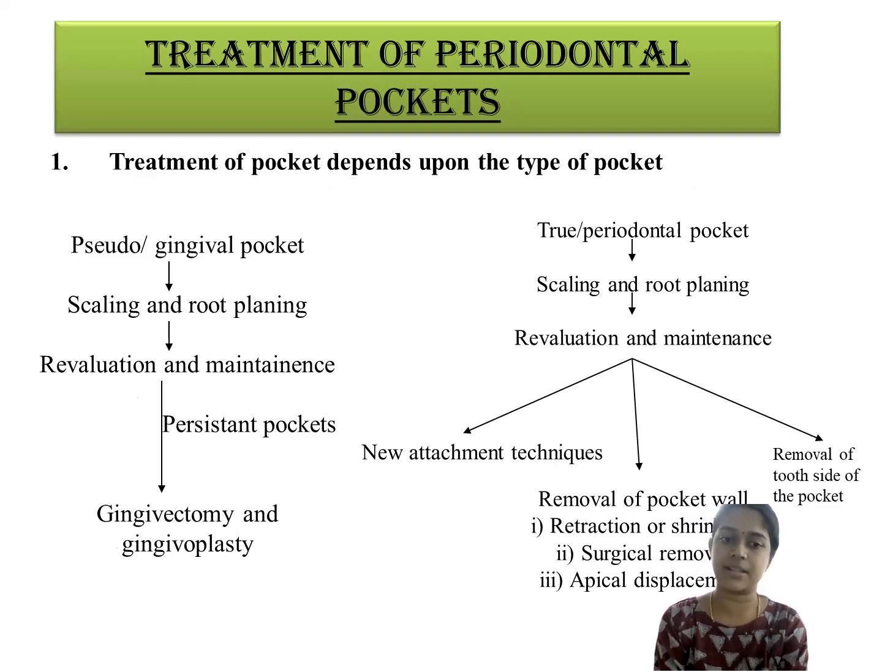But in case the pocket persists, it could be treated either by gingivectomy, that is correction of the gingival overgrowth, or by gingivoplasty. In case the pocket is an original or a true pocket, after the scaling and root planing, you reevaluate the patient. If the pocket is persisting, you have three treatment options. New attachment procedure, where you regenerate the lost periodontal structures with bone graft or other membranes, or you remove the pocket wall. That could be done by surgical removal, by different flap procedures. Or the other last option, if the tooth is in a very compromised situation, you extract the tooth, that is removal of the tooth side of the pocket. So once you extract the tooth, the pocket is eliminated.